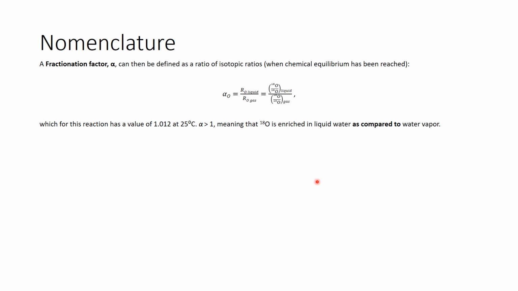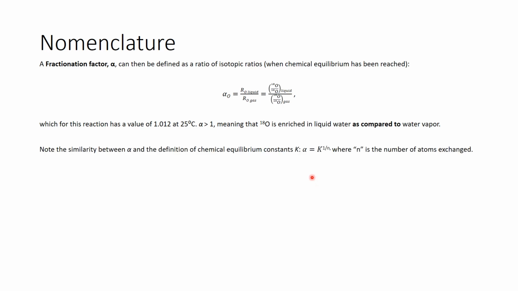For this reaction, alpha has a value of 1.012, which is larger than 1, meaning that oxygen-18 is enriched in liquid water as compared to water vapor. We should note the similarity between alpha and the definition of a chemical equilibrium constant called K. They are quite often identical to each other.